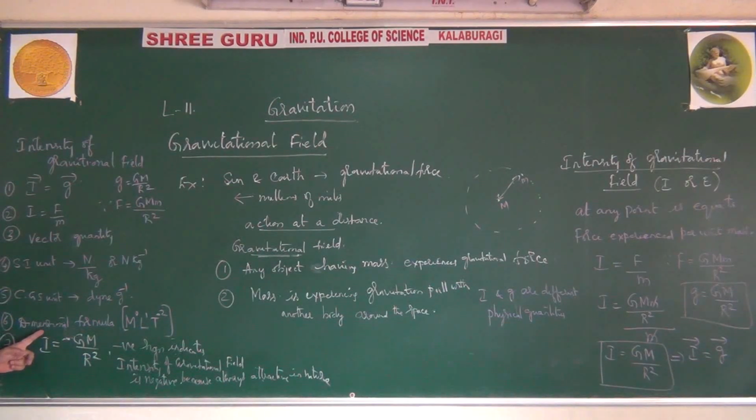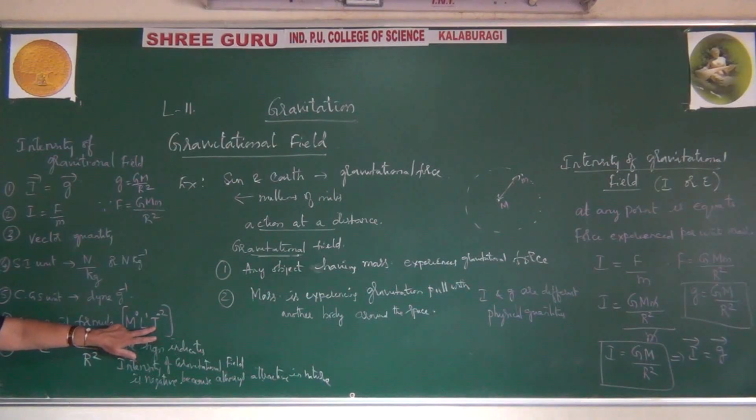Regarding the dimensional formula, if you remember, it is the same as acceleration: M to the power of 0, L to the power of 1, T raised to minus 2. And this is always the expression for intensity of gravitational field, and it is always negative. What does this negative sign indicate? It is always attractive in nature. This point you remember under the gravitational field along with intensity of gravitational field.